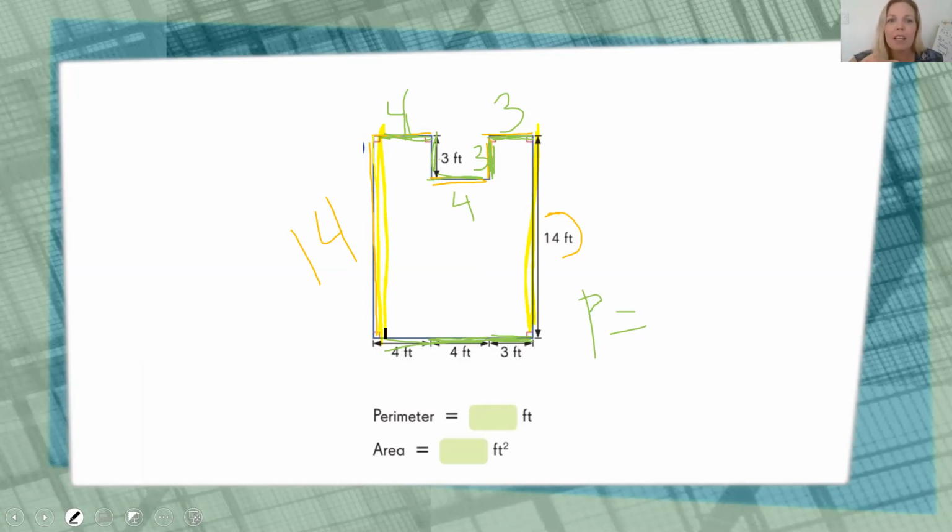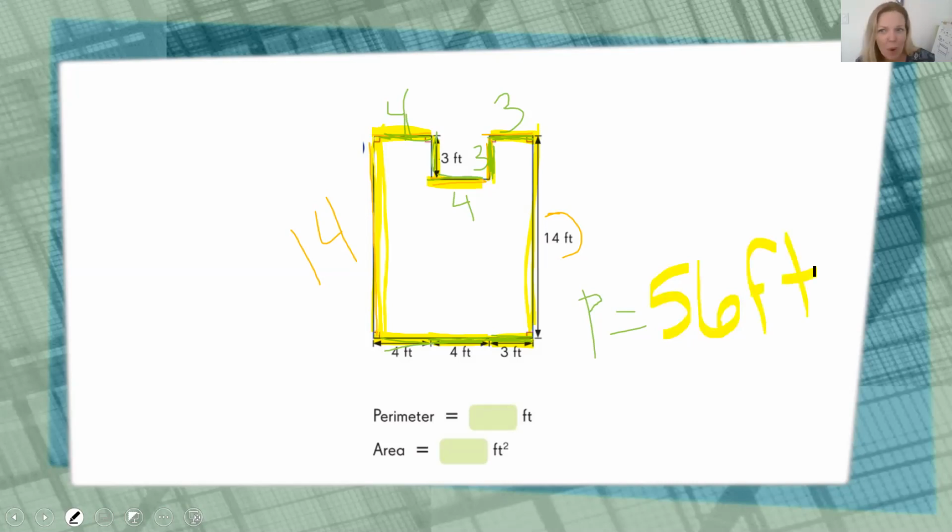So we had 28. We're going to add another 4. 28 plus 4 gives me 32. Add a 4 here. That gives me 36. Add 4 more. That brings me up to 40. Here's my last 4. That gives me 44. Okay, and then I have my 3s. So 44 plus 3 gives me 47, plus 3 more gives me 50, plus 3 more gives me 53, plus 3 more gives me 56. And I know that my perimeter is 56 feet.